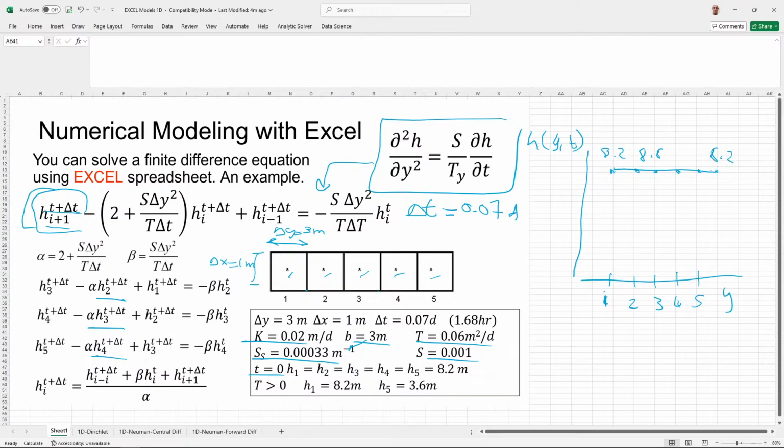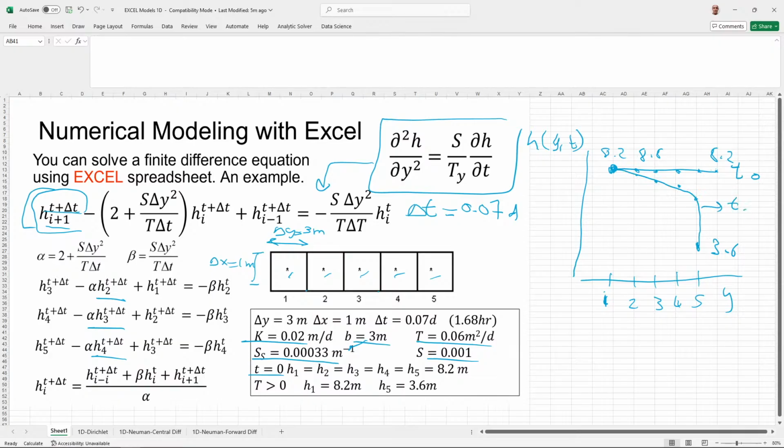So that was 8.2, 8.2, and so on. But when my simulation starts, the head here was 8.2, but the head at node 5 dropped to 3.6. So this is at T0. At T1, what will happen? At T1, you will not find a sudden drop, but this one will drop a little bit to here. This one will drop a little bit to here. This one will drop a little bit to here, and this one will drop a little bit to here. So you will see something like this.